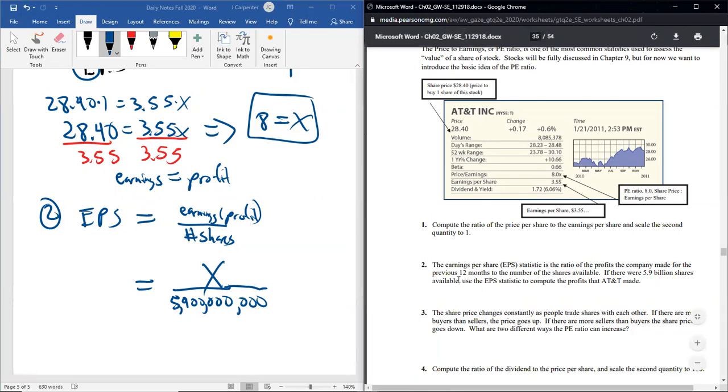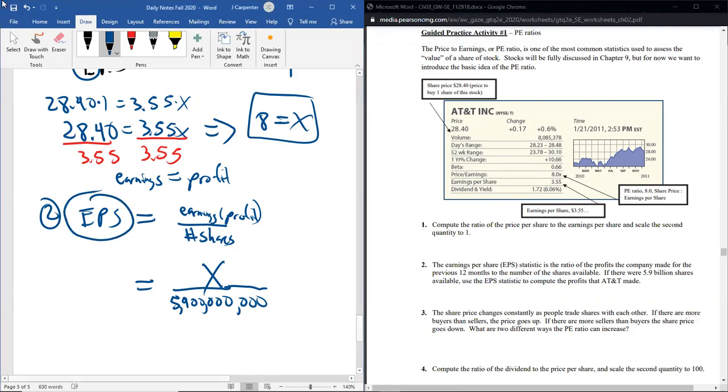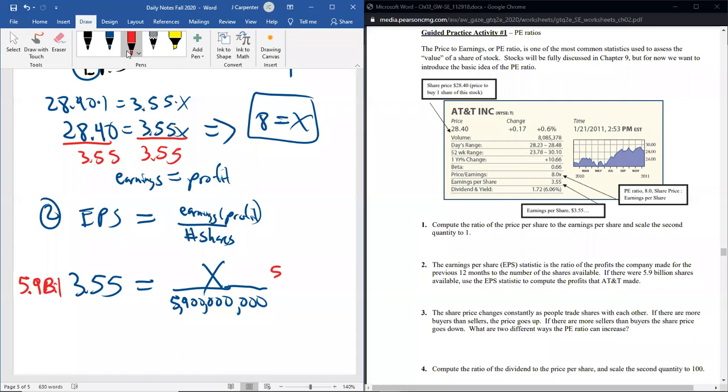use the EPS statistic. They gave us the EPS. The EPS was 3.55. So this number right here is 3.55. So this is actually an equation: 3.55 equals X over 5.9 billion. How do we solve X divided by a number? We multiply. So we need to multiply by 5.9 billion on both sides, so that the 5.9 billions cancel on our variable side, giving us just an X.